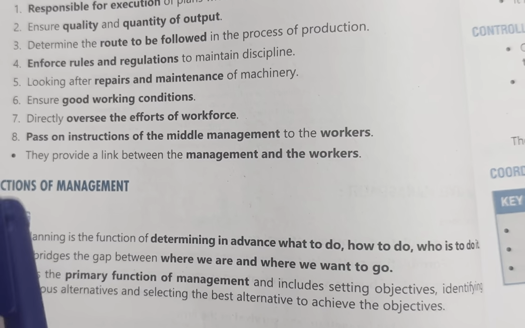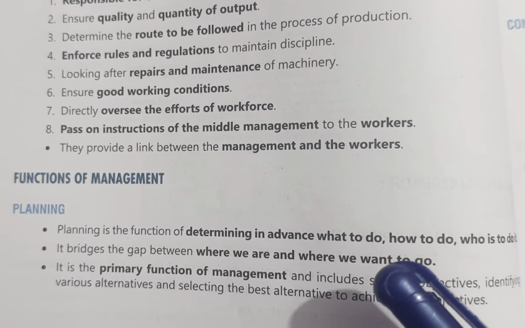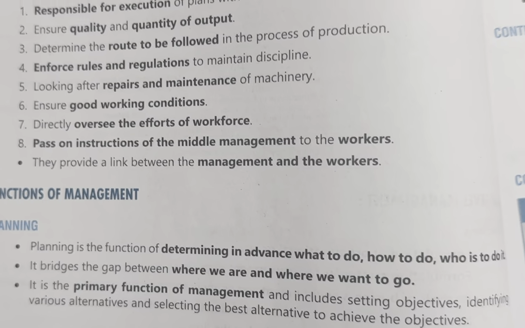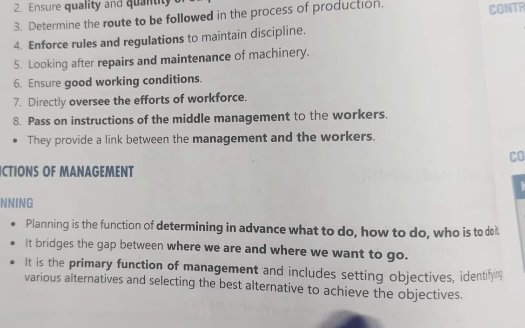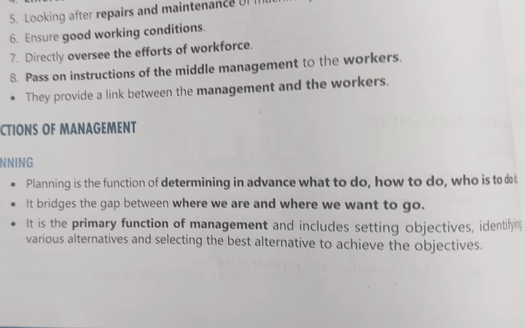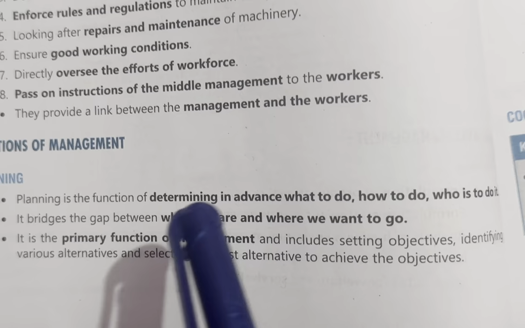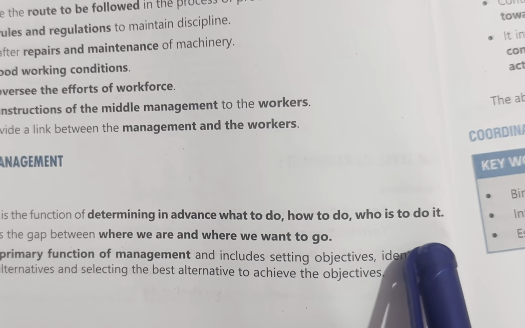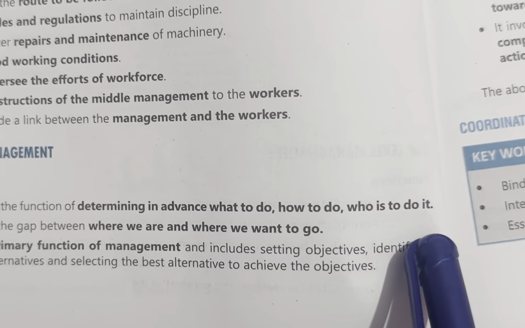Now here are the functions of management. As I told you, there are 5 functions: planning, organizing, staffing, directing and controlling. So planning, as you know, when we go out, before that we plan for it, that where we are going to go and where we are going to stay for how many days. So planning is the first function of management. It means to determine in advance what to do, how to do and who is to do it. Means what is to be done, how to do it and who is going to do that.